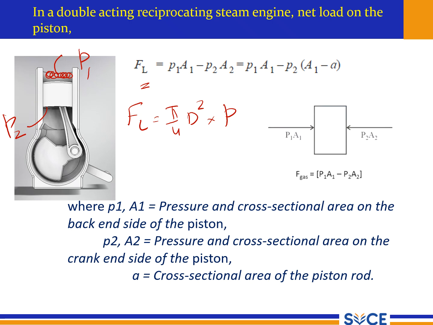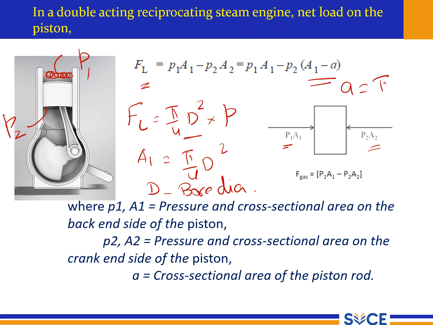Whenever we consider it like that, the pressure acting on the piston on the left hand side is multiplied by the area A1, which is nothing but pi by 4 d square, where d is the bore diameter of the cylinder, otherwise the piston diameter. What is A2? A2 is nothing but A1 minus A, where A is pi by 4 small d square, where small d is the diameter of the piston rod.